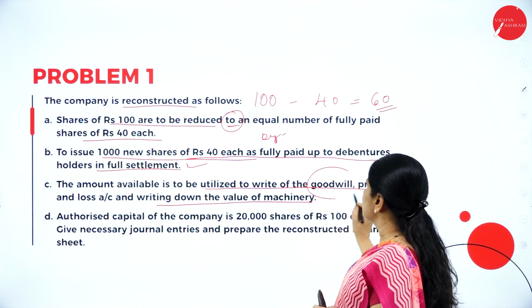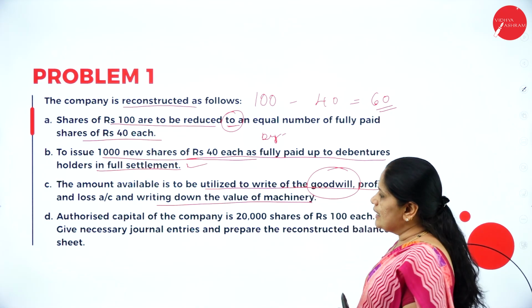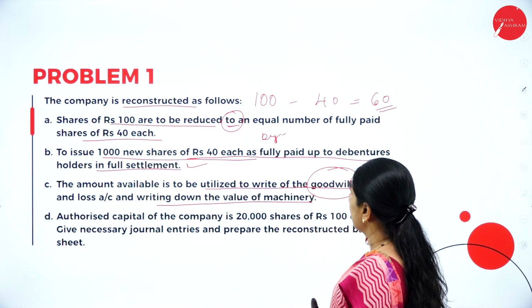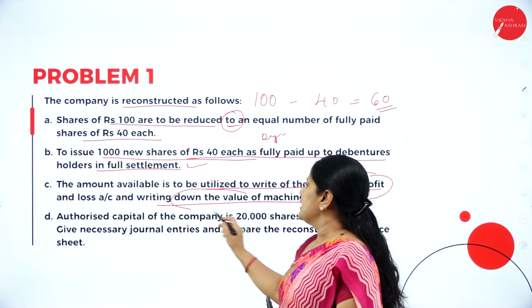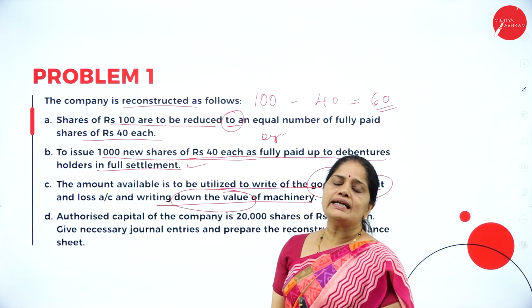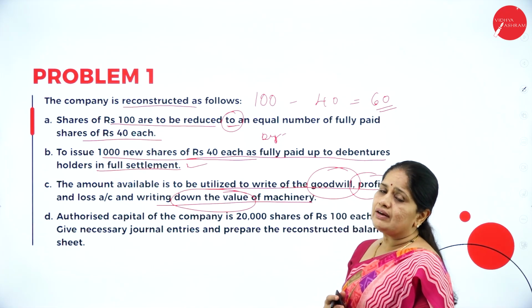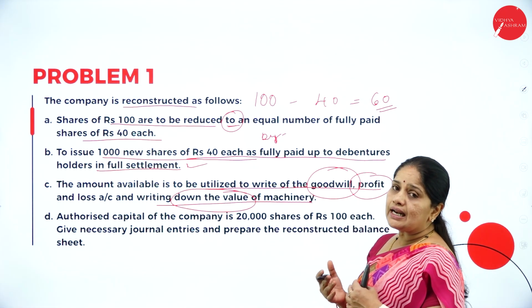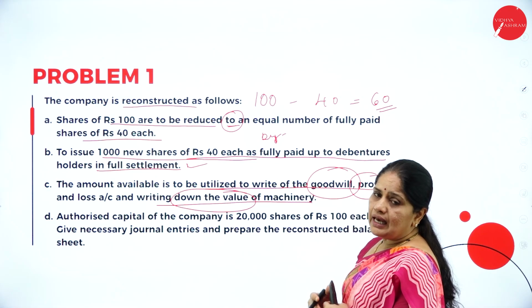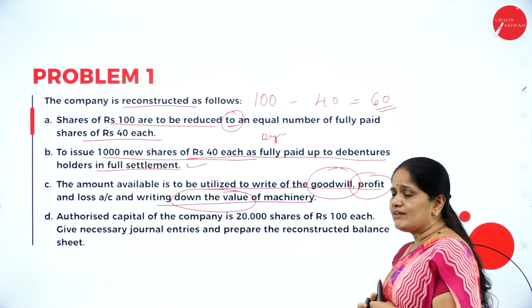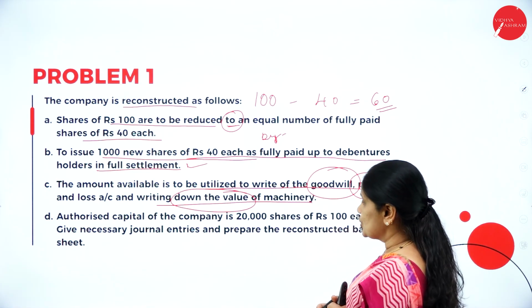So what are the losses here? The goodwill is there, the profit and loss account is there, and whatever balance is there, we are using it to write down the value of the machinery. The machinery value we can write off. That is, we can depreciate the machinery with the help of the balance available in the capital reduction account.